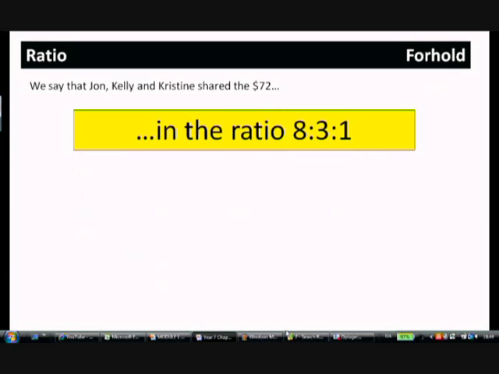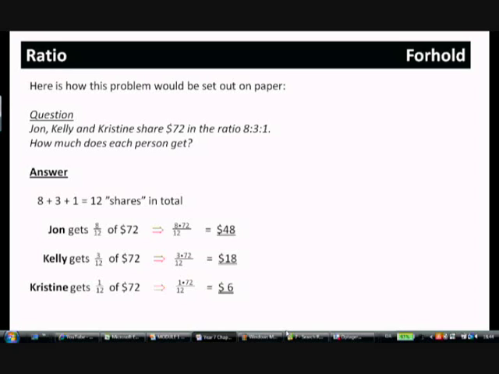So mathematically we say that they shared the money out in the ratio 8 to 3 to 1. And here's how you might see that question set out in a book. So John, Kelly and Christina share $72 in the ratio 8 to 3 to 1. How much does each person get?